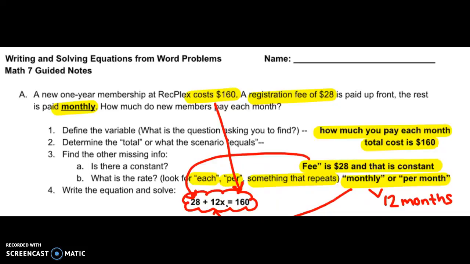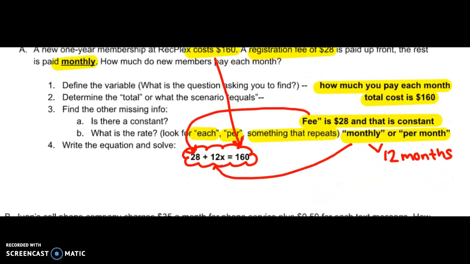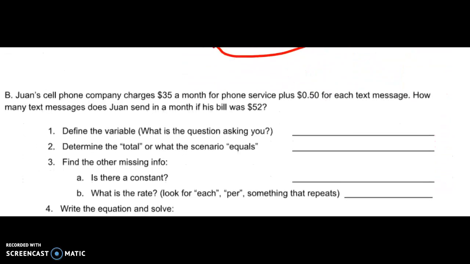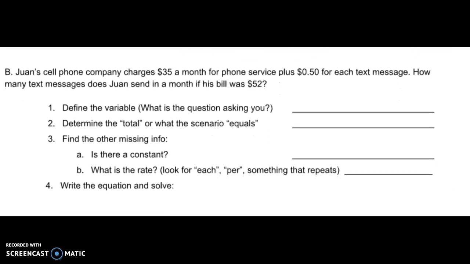So we're going to see what this looks like in another scenario where it's not all filled out for us already. Here's our next scenario. We have Juan's cell phone company that charges $35 a month for phone service plus 50 cents for each text message. How many text messages does Juan send in a month if his bill was $52? So we're going to go through those same series of questions to see if we can determine what this strung together equation will look like.